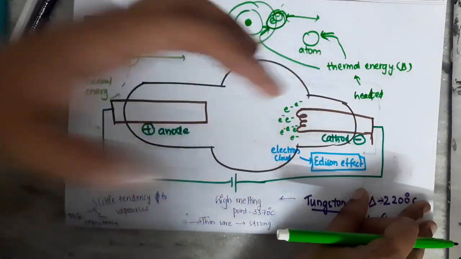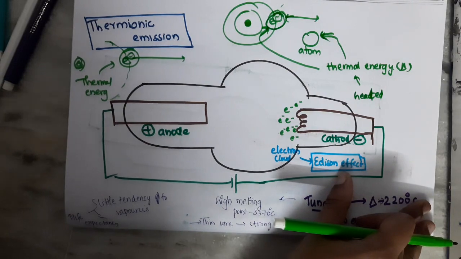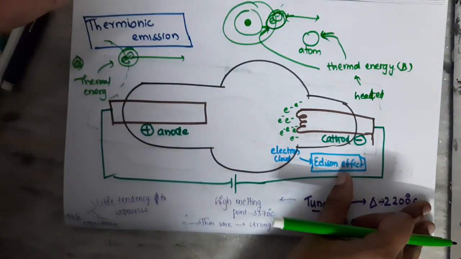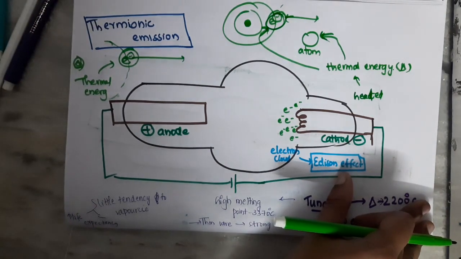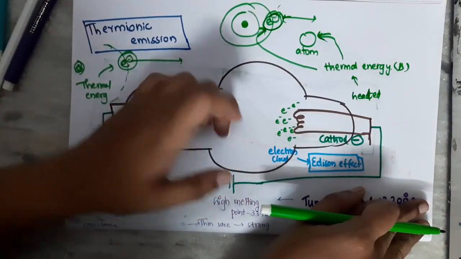In the whole tungsten wire, we will have some millions of tungsten atoms present. Each tungsten atom will have lots of electrons, right? So not all the electrons can come out of the tungsten wire. There should be a limit.